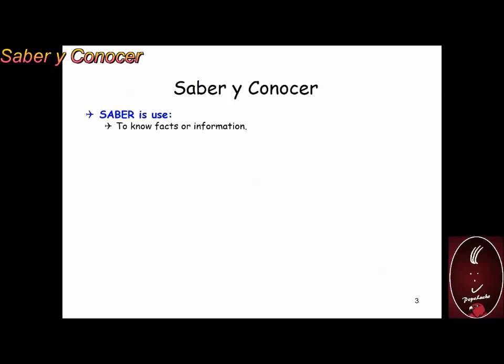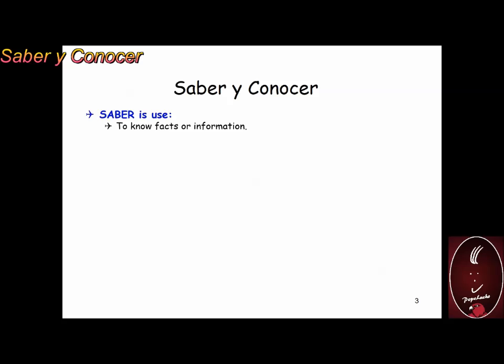One of the examples that use this verb saber as a fact, for instance, I know by a fact that Quito is the capital of Ecuador. So I will use yo sé que la capital de Ecuador es Quito.